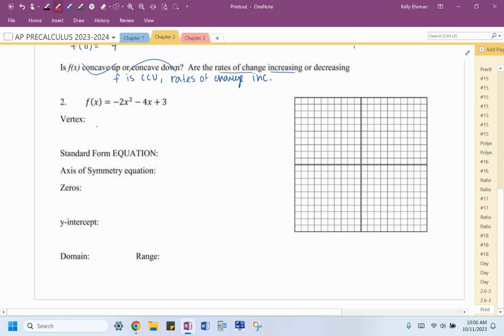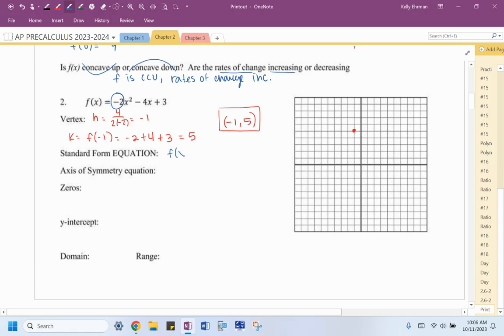All right, so next one, find the vertex. H is opposite of B over 2A. It's negative 1 again. K is f of negative 1. Negative 2 times negative 1 squared is 1. Minus 4 times negative 1 plus 3. That's 2 plus 3 is 5. So I'm going to plot negative 1, 5. There's our vertex.